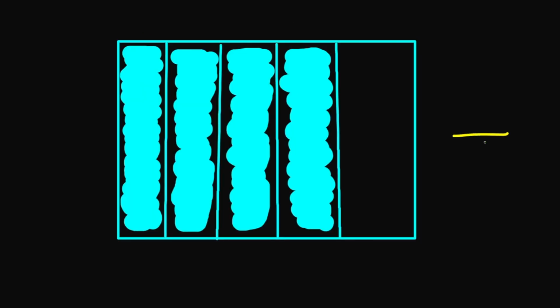Next, how many pieces do we have in total? We have 1, 2, 3, 4, 5. So my denominator, my whole is going to be 5. And my numerator, how many pieces do I currently have? I have 1, 2, 3, 4. So my numerator, my part over the whole is going to be 4, and my denominator is going to be 5. So my fraction is 4 over 5, also known as 4/5.